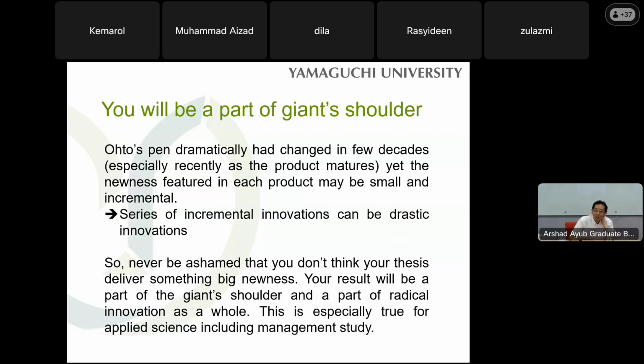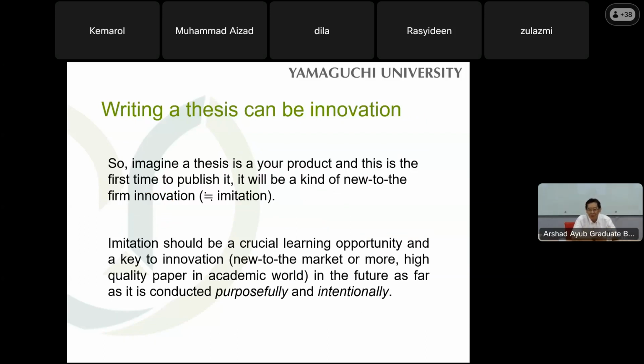So what I want to say is condensed in this slide. Otto's pen has dramatically changed in a few decades. The newness featured in each product may be small and incremental. So a series of incremental innovations can be drastic innovation. That's why I stress purposeful and intentional imitation.